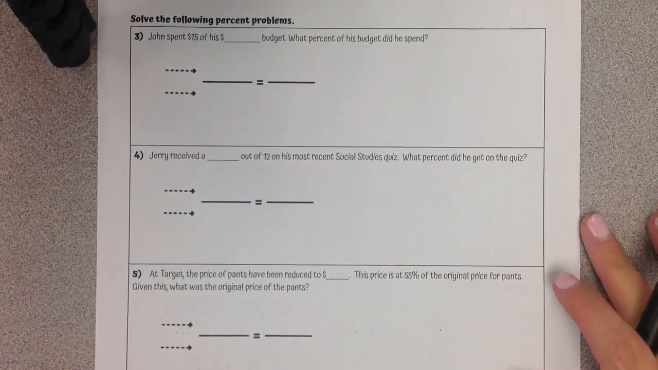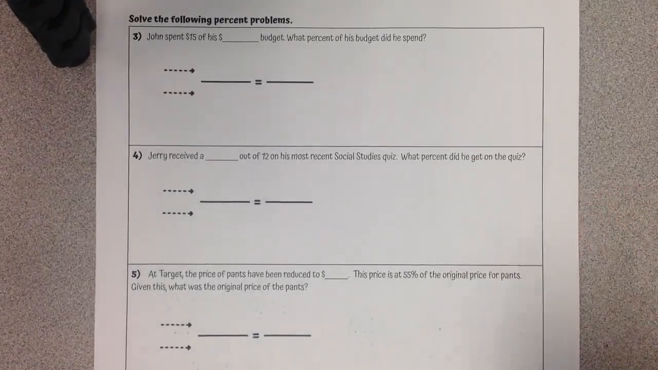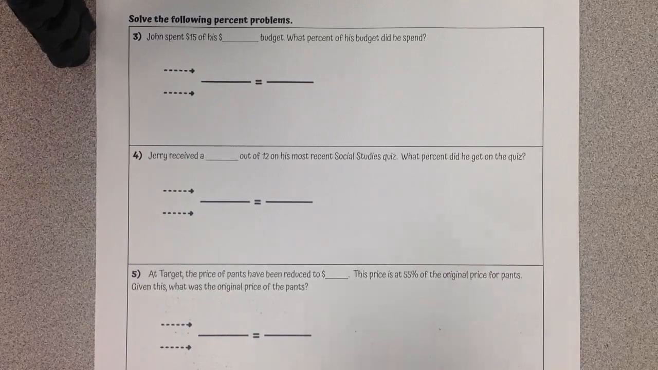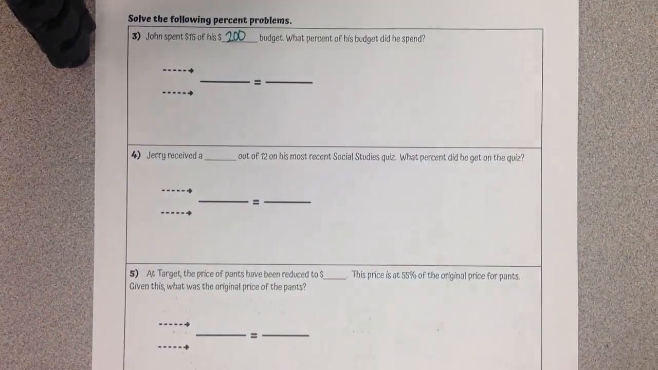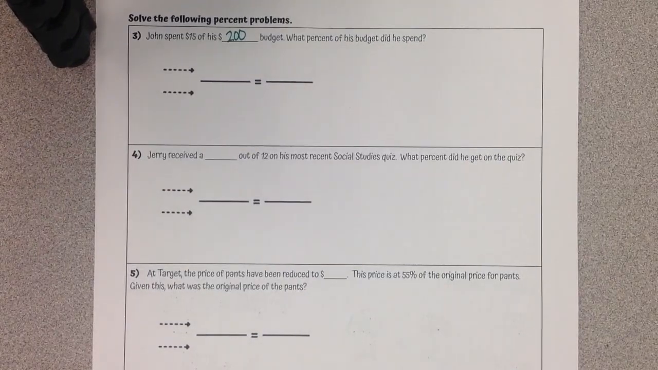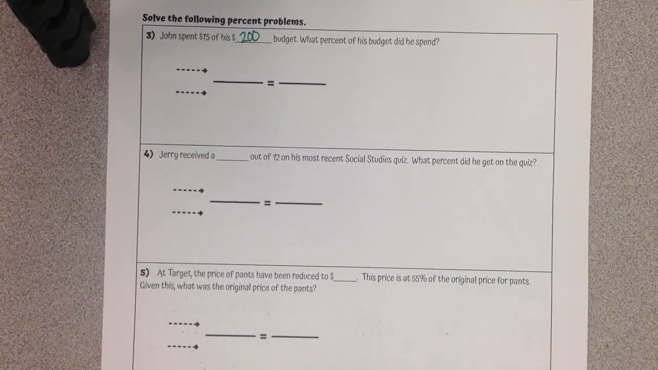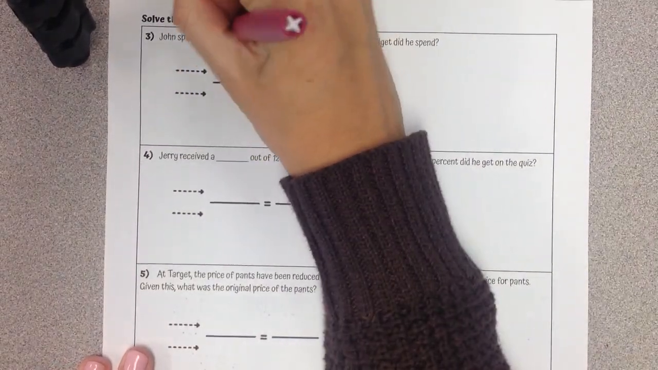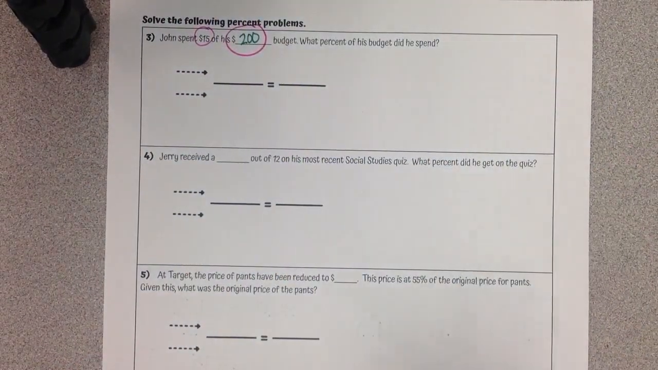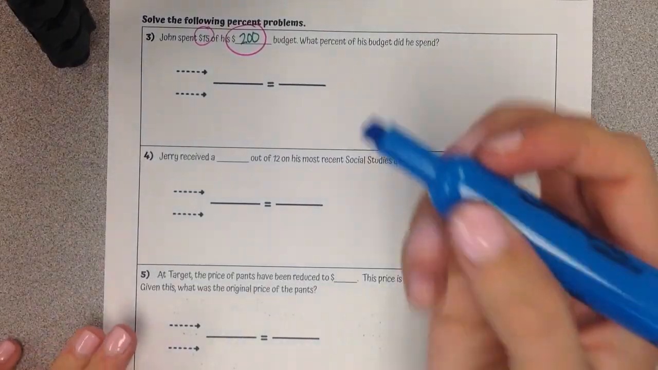All right, let's look at the next one. Number 3. John spent $15 of his $200 budget. What percent of his budget did he spend? Okay, so again, first thing I'm going to do is go through and circle some of that key information. And then I'm going to highlight what the question is asking.